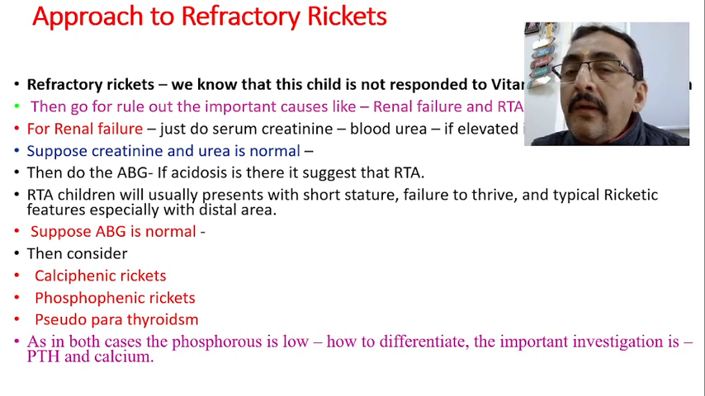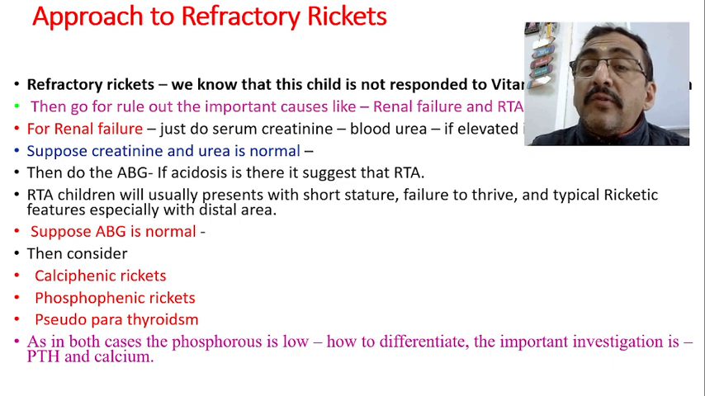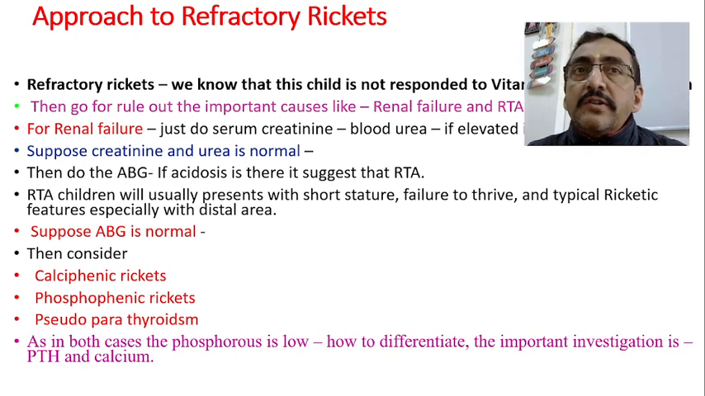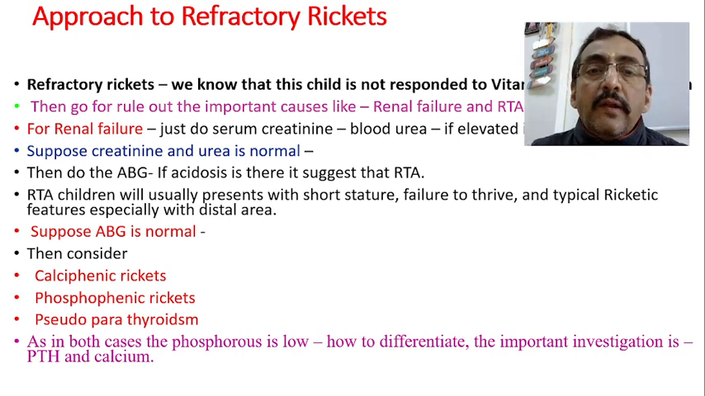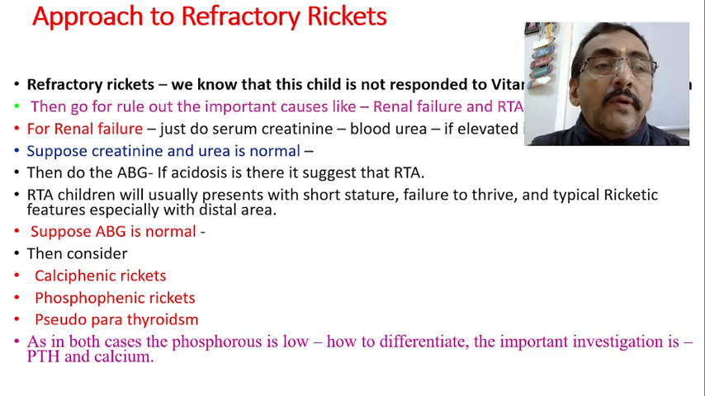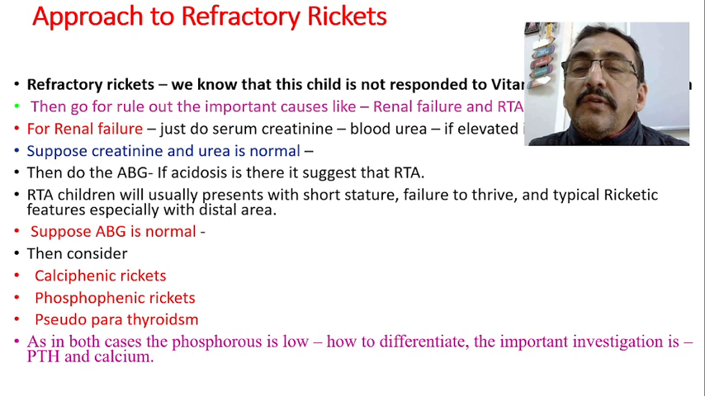Very simple. Okay, now renal tubular acidosis children will usually present with short stature because it's a long-standing problem. So the child will have growth failure, short stature, failure to thrive, and the typical ricketic features, especially with the distal area more. Okay, so that suggests renal tubular acidosis.